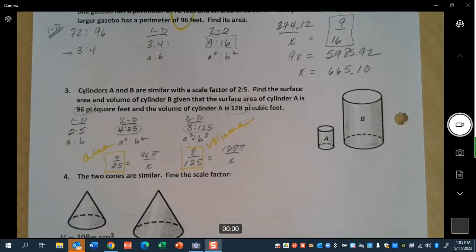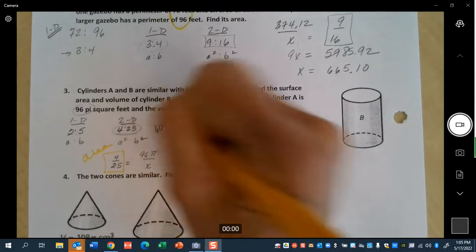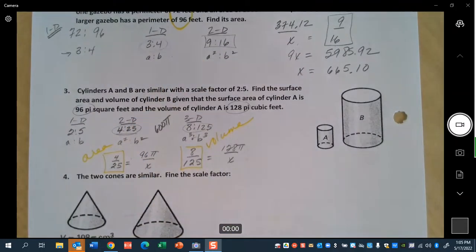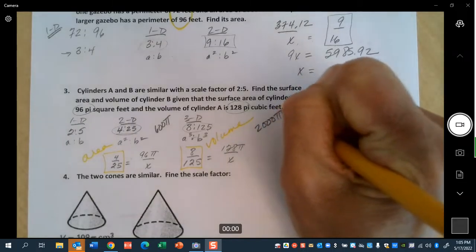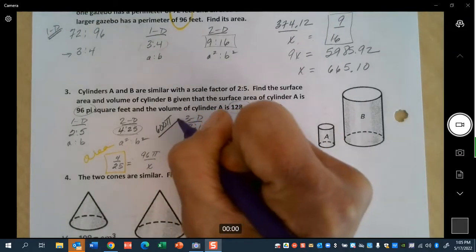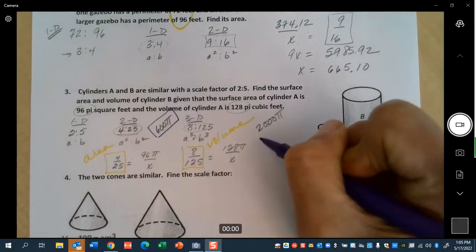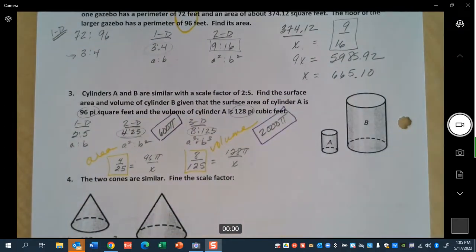What did you get for our area? 600 pi. And for our volume, 2,000 pi. Does that sound right? When you solve those proportions, that's going to be what you get.